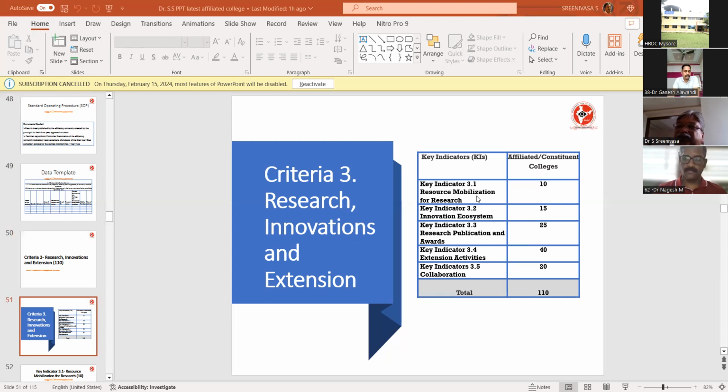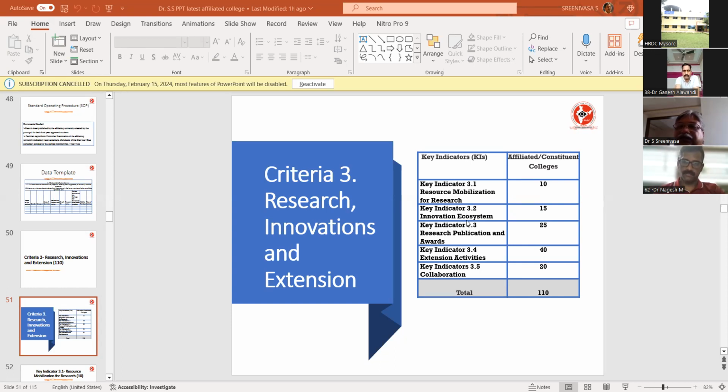See, for institutions, for colleges and all, the weightage for this criteria is 110. If you look at the university, this weightage is 250. That means 250 into 4, that is 1000 marks for universities for this criteria. So the maximum weightage is given for this criteria in universities. Here, how you will get the money to do your research, that is one thing.